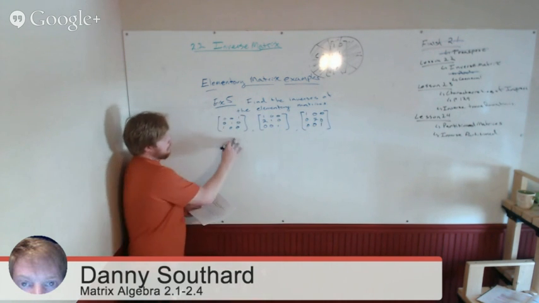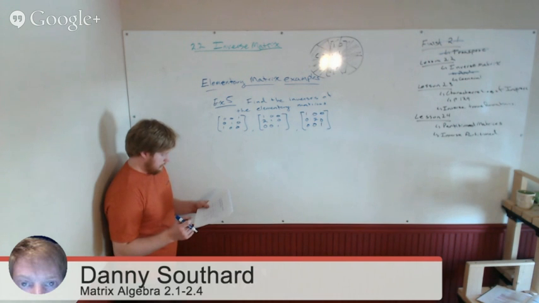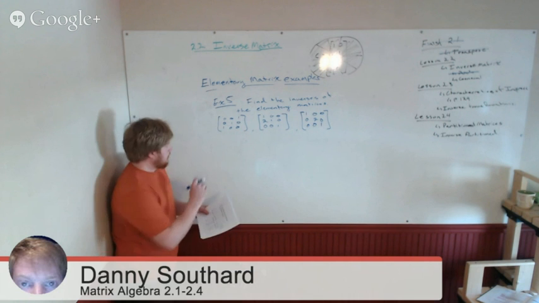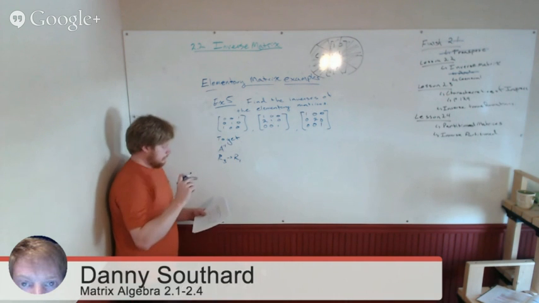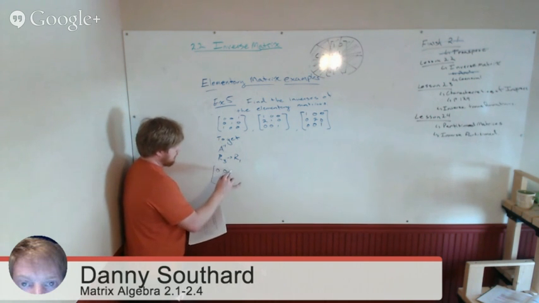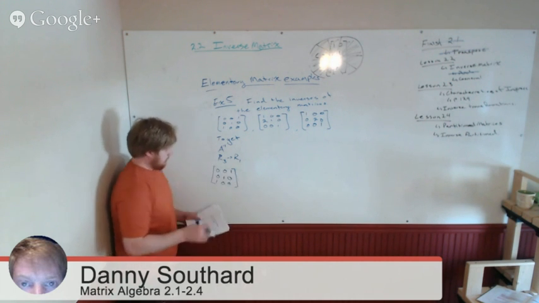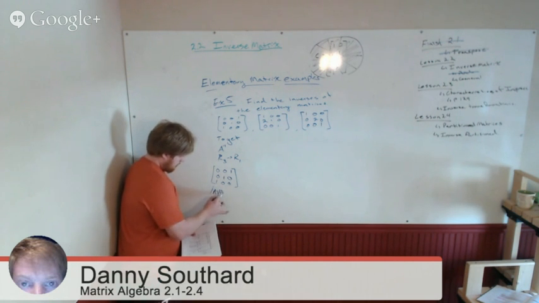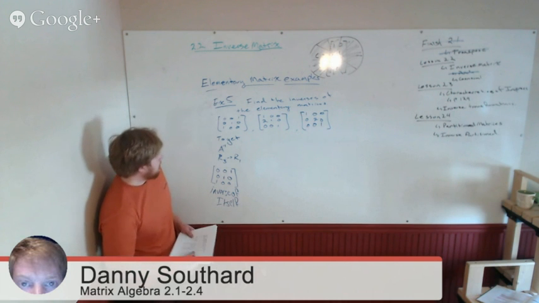All right. So here I flipped R1 and R3, right? So to get the inverse, I'm going to flip R3 and R1 of the identity matrix. So it is its own inverse, right? Which is pretty nice. Okay. So in this case, it was its own inverse.